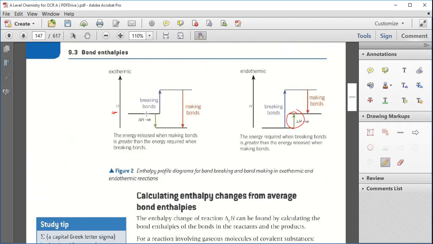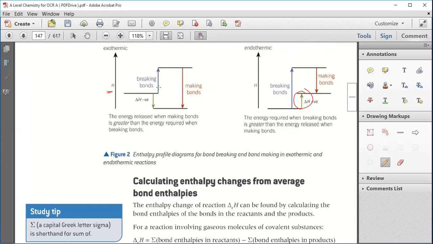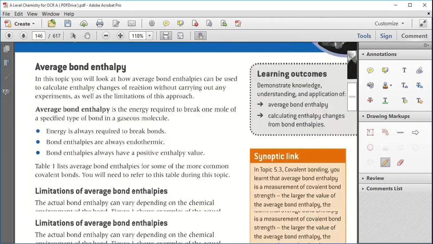Why is it negative? Because you see, this is the bond breaking energy, and this one is the bond making energy. So there is a difference in bond making and bond breaking, which means delta H is negative. The energy released when making a bond is greater than the energy required when breaking a bond. So delta H is negative. You can clearly see this one.